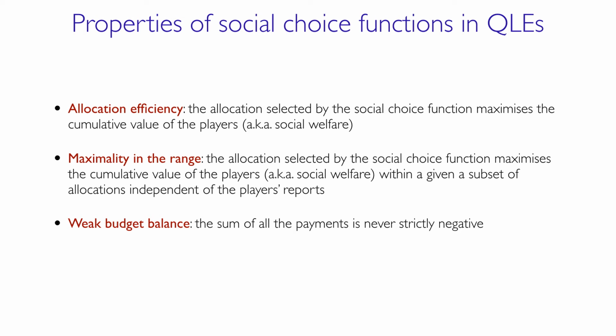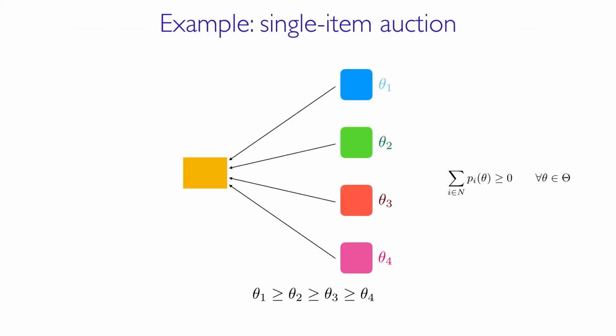The third property is weak budget balance. We have this property when the sum of all the payments is never strictly negative for every type profile of the players. Here an example, in the case of single item auction. So if the sum of p_i(theta) is larger than or equal to 0 for every possible profile theta, then the property of weak budget balance is satisfied.